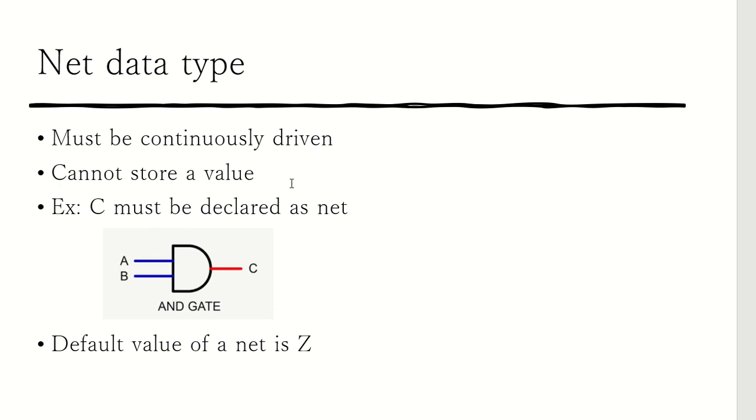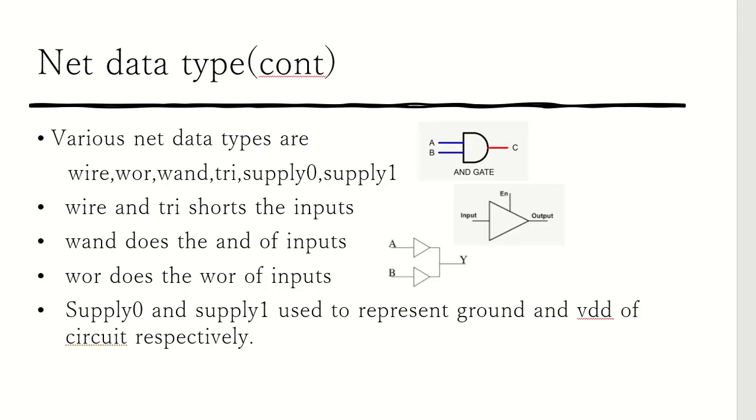For example, in this AND gate, A and B are inputs and C is output. C is continuously driven, and whenever A and B change, C has to change, and C can't store any value. So this C must be declared as net. And the default value of a net is high impedance state Z. There are different types of net data types. Some of them are wire, wor, wand, tri, supply 0 and supply 1.